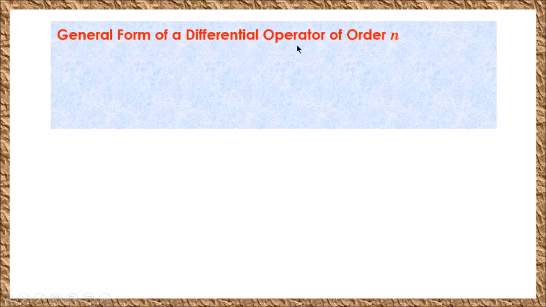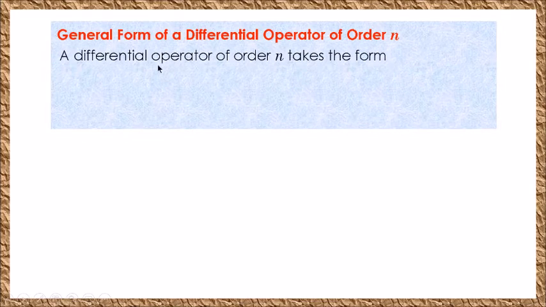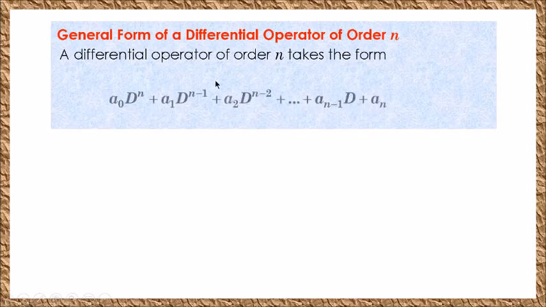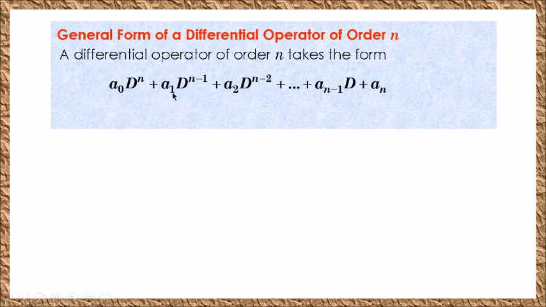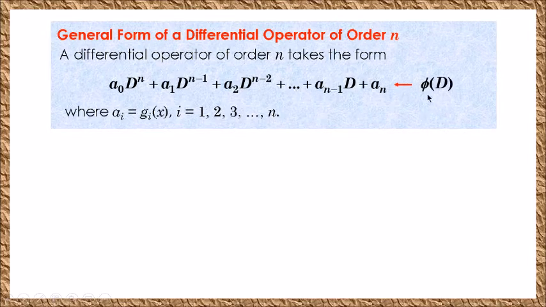General form of a differential operator of order n. A differential operator of order n takes the form a sub 0 D to the n plus a sub 1 D to the n minus 1 plus a sub 2 D to the n minus 2 all the way to a sub n, where a sub i is equal to g sub i of x, meaning they are all functions of x, the coefficients of these individual operators up to this last term a sub n, for all i equals 1, 2, 3, all the way to n. Let's call this, for simplicity, phi of D.